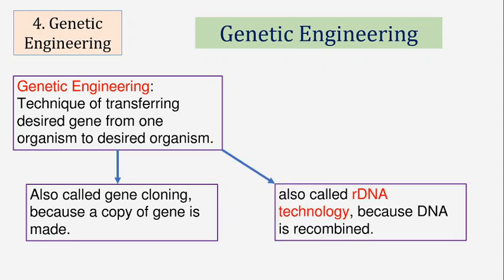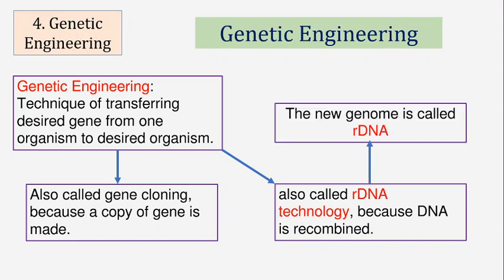And genetic engineering is also called, synonymously, recombinant DNA technology because the DNA of an organism is recombined or changed. Before genetic engineering, the organism has its own native DNA, the collection of genes, but when we genetically engineer or modify it, it has a different set of genes than before. That is why DNA is recombined and it is called recombinant DNA technology, or in short, rDNA technology. And the organism having a new altered genome is called recombinant DNA.